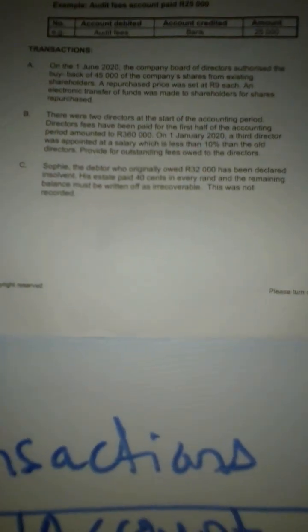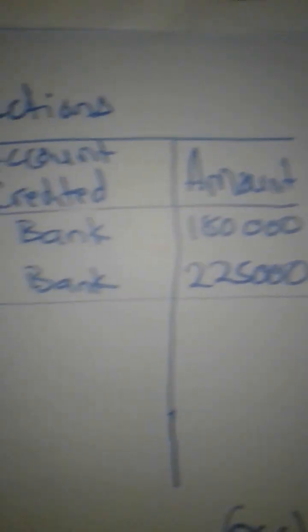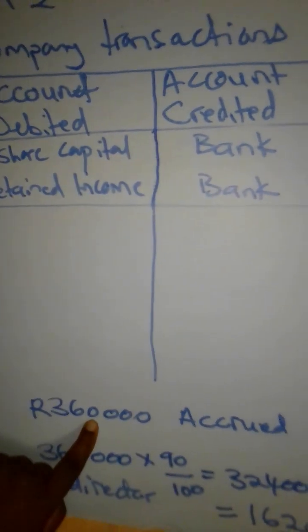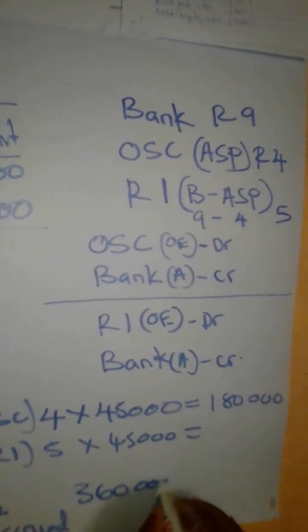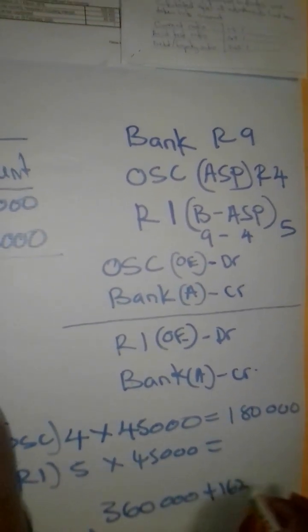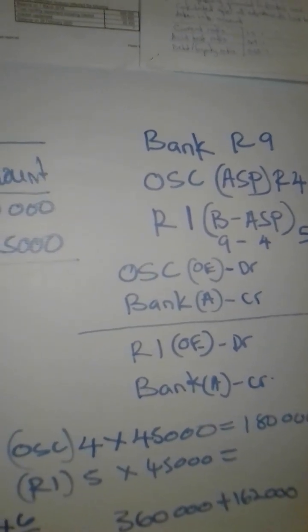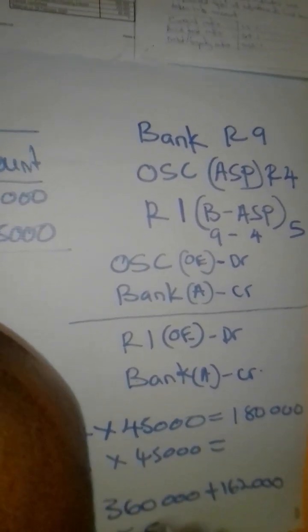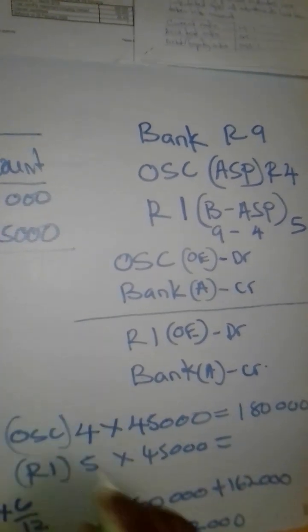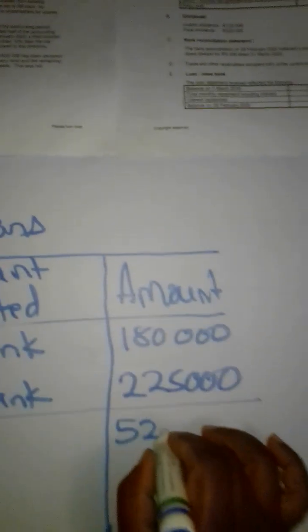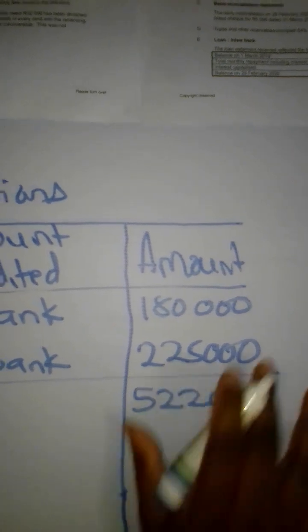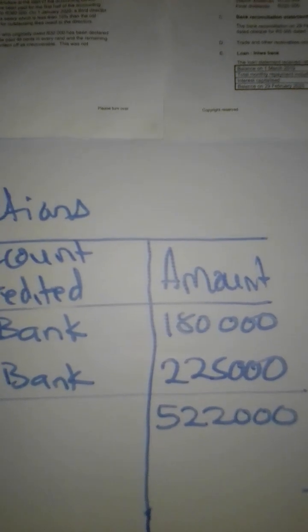So in order for us now to find the amount that we are supposed to record here, we are going to say 360,000 plus 162,000. Let's check with the calculator. It is going to give us 522,000. So here we've already found the amount is 522,000. This is the money that is outstanding.